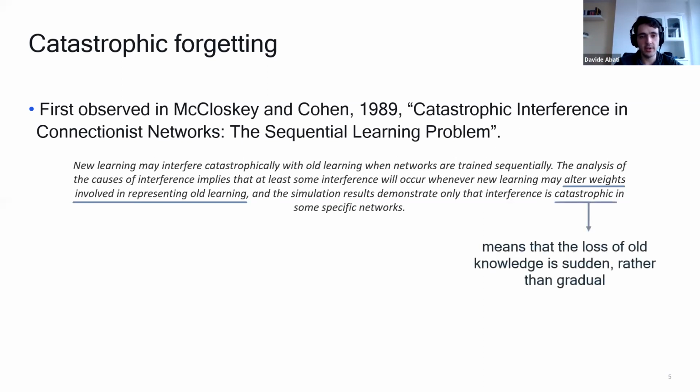And by catastrophic, initially this term was supposed to mean that the loss over the first task is sudden. So the loss of performance doesn't happen gradually, but it's very sudden.